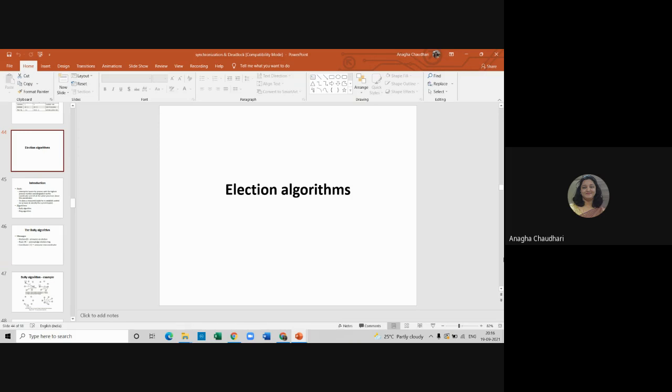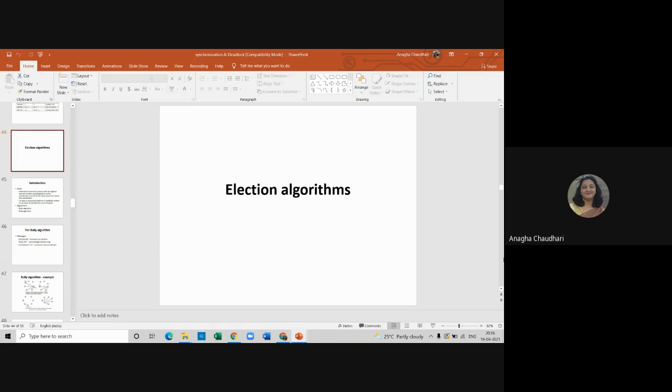But now with election algorithms in today's class, what we are going to cover is that these algorithms work for a common goal, that is to elect or choose a coordinator, or you can say the moderator, as you have the CR for a class. In the same way, all the participating nodes, entities and processes are going to choose one particular coordinator.